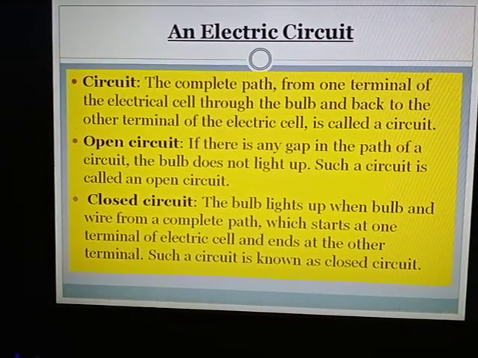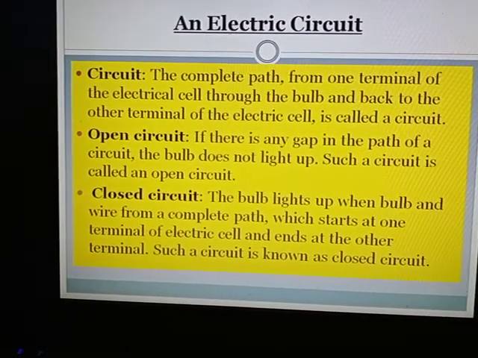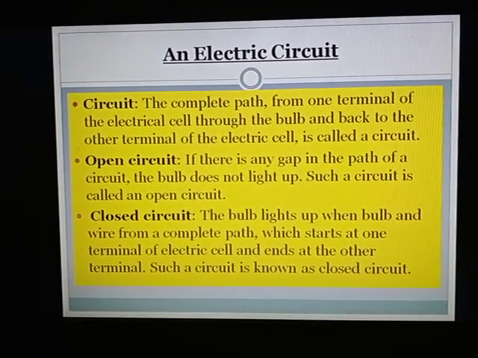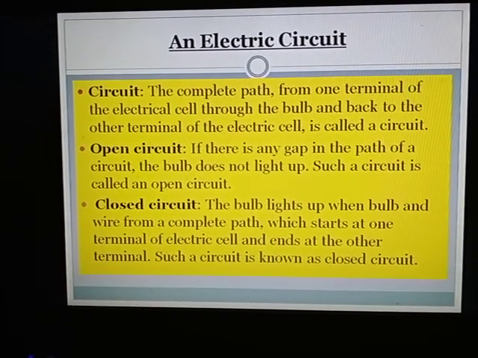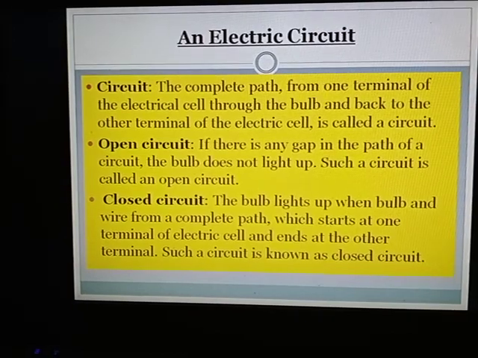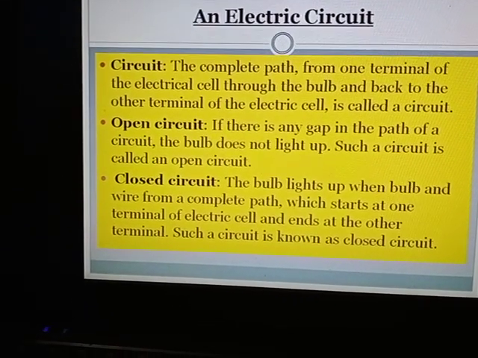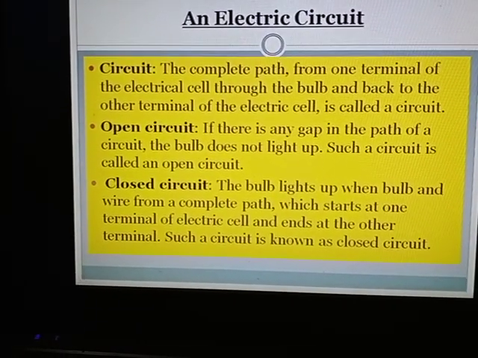Now let's have a definition of circuit. It is the complete path from one terminal of the electric cell through the bulb and back to the other terminal of the electric cell, and it is called a circuit. That means the current will flow from the positive terminal to the negative terminal of the cell. That means the two terminals of the cell should be connected.